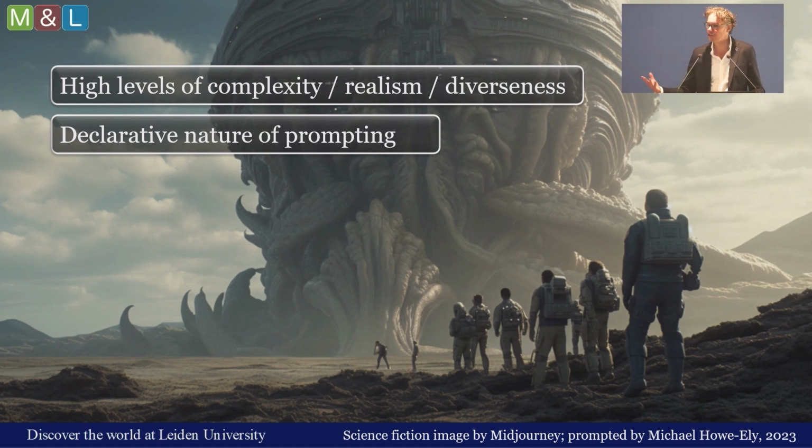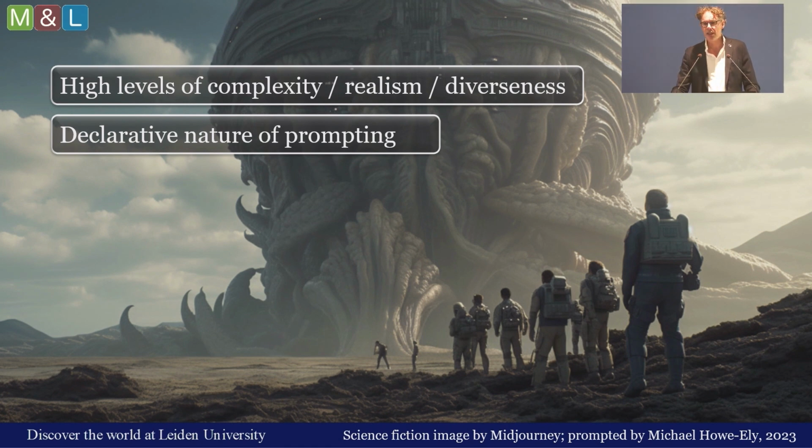If we want a generative system to output something now, we just tell it what we want. We don't have to worry how it works. We don't need to understand the procedures. We just declare what we want. So it's a declarative nature of working. That's also a huge difference when you compare the modern systems to those of 10 years ago.